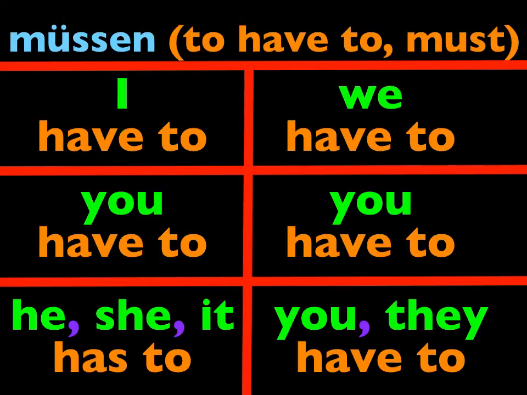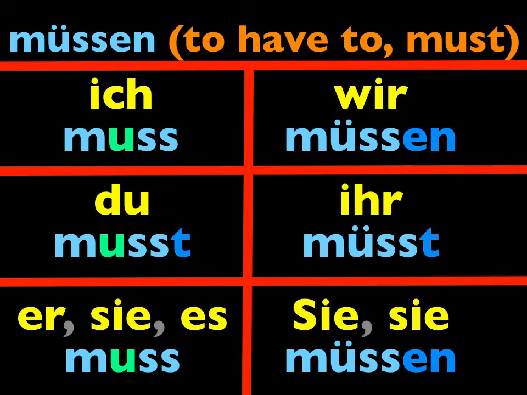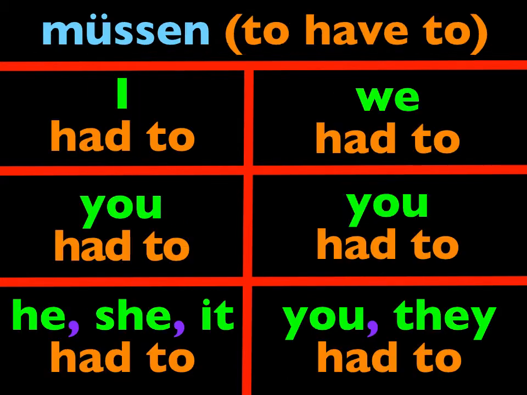We've also learned this helping verb, the verb müssen, to have to or must, and the present tense was ich muss, du musst, er muss, wir müssen, ihr müsst, und sie müssen. Let's learn the imperfect form of this one, which is most often used in the past tense.